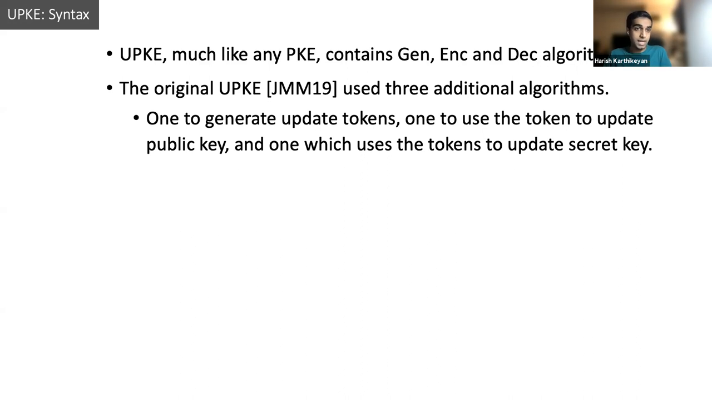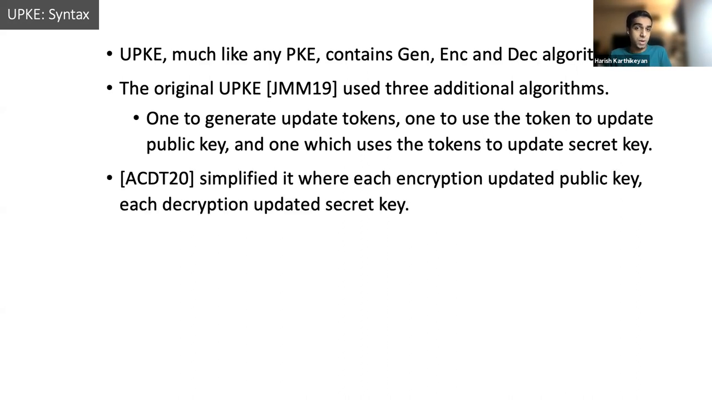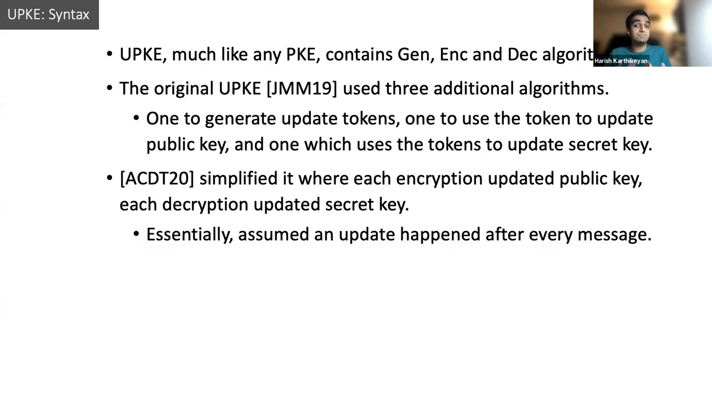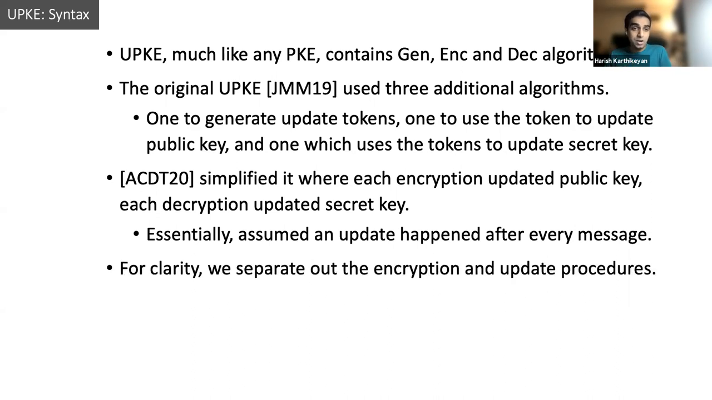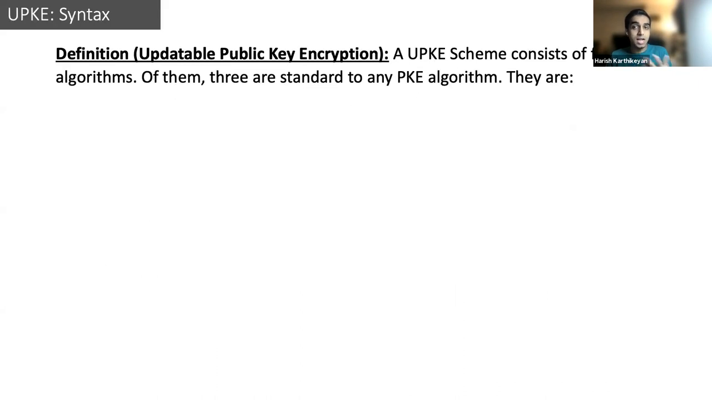The work by Alwen and others simplified it where they just assumed that an update happened after every message. So they combined the update public key process and the encryption process together, and the update secret key and the decryption process together. However, for clarity, we have tried to take the middle ground where we will assume that there are five algorithms as opposed to six, which is a huge saving. And these are our algorithms.